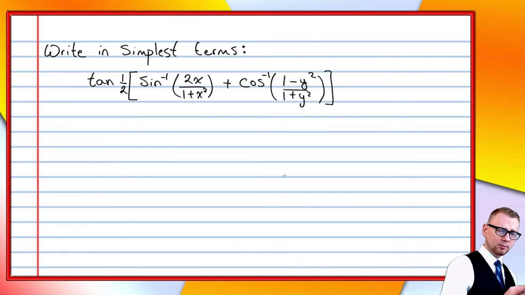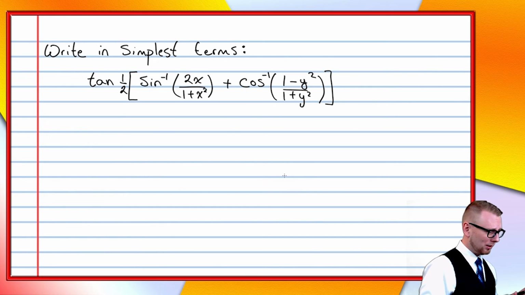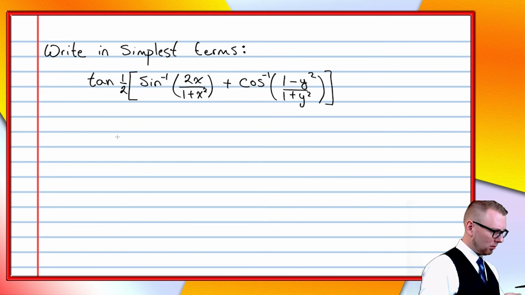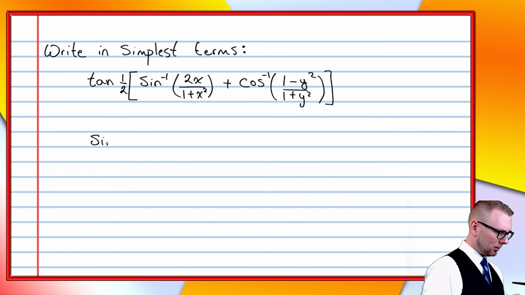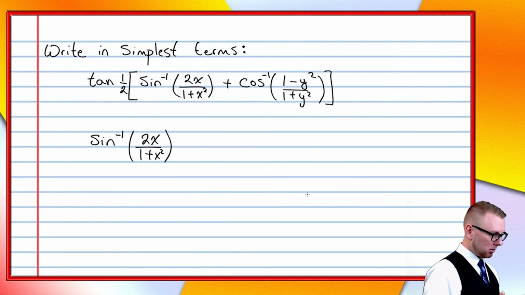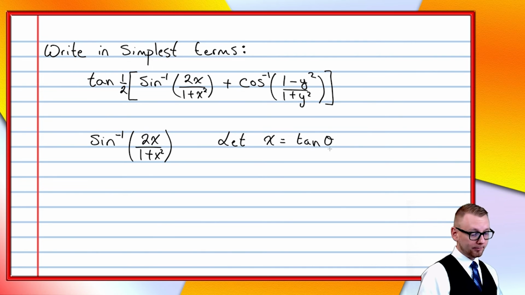Okay. Now this one is a little bit different. We're going to solve and put this in the simplest of terms. Well, we got a couple things we got to worry about here. So let's just simplify sine inverse first. Sine inverse of 2x over 1 plus x squared. Let's do something crazy. We're going to let x equal to tan theta. I know it's crazy. You'll see.